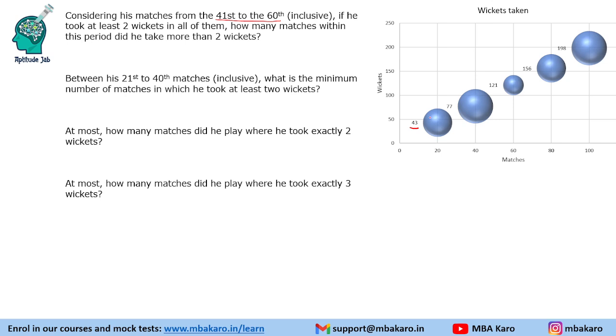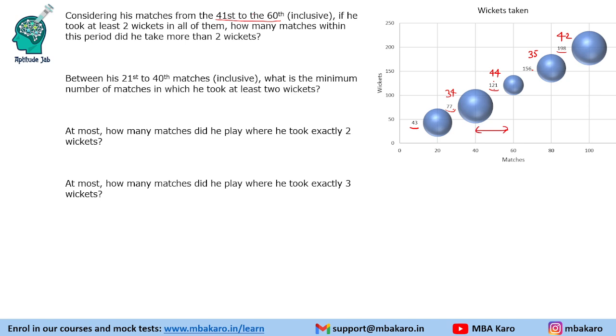So here it is 43. Now 43, if you subtract, we will get 34. 121 minus 34, that is 77, that is 44. 156 minus 121, 35, and here we have 42. So this is the cumulative number of wickets within this phase.